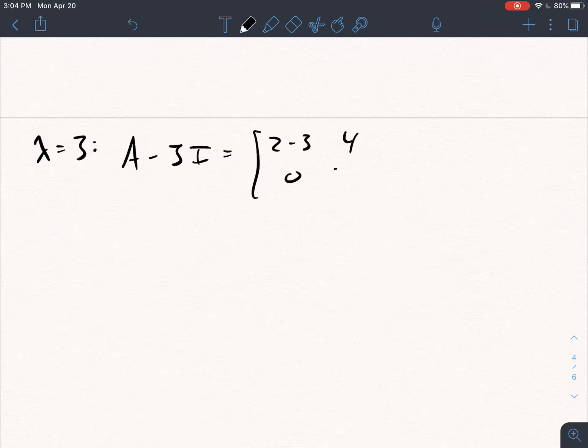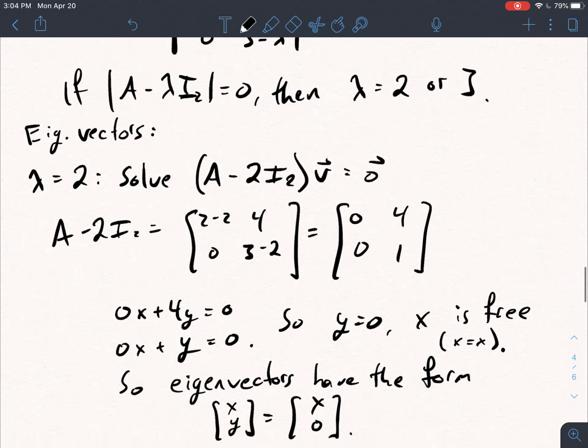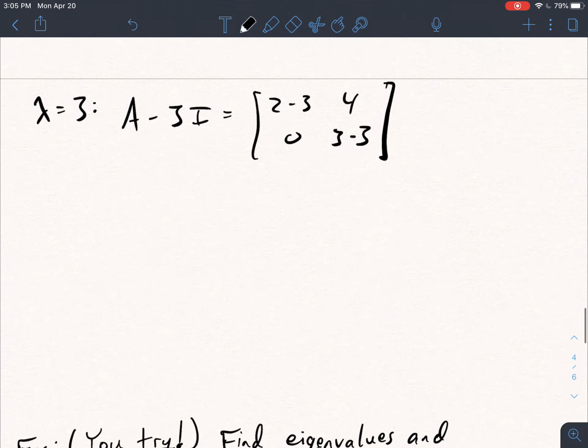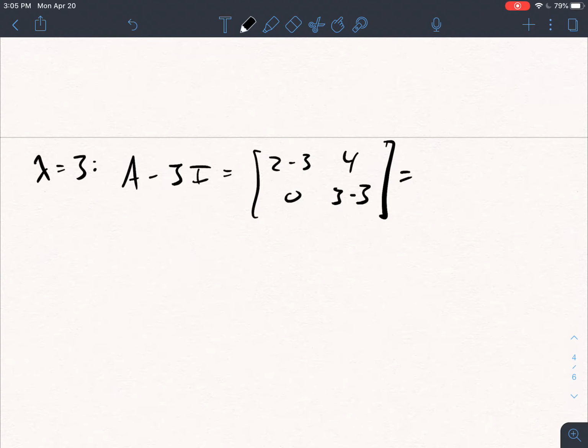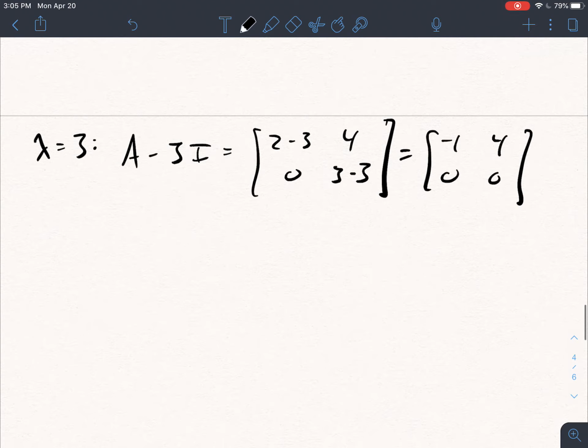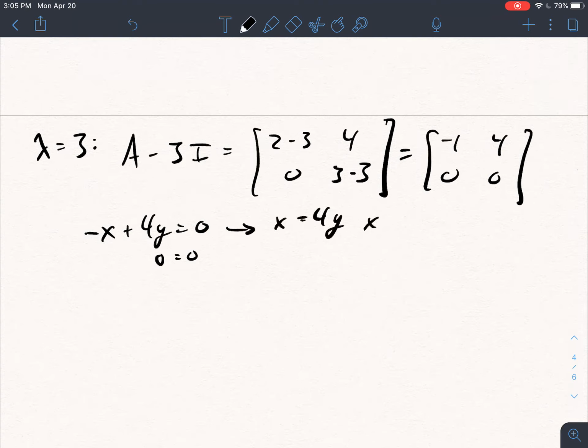So I'll do this one a little quicker. So A minus 3I is equal to, so it was 2, 4, 0, 3, I believe. 2, 4, 0, 3. Okay. So this is negative 1, 4, 0, 0. So if this times the vector is equal to 0, then I get negative x plus 4y is equal to 0. And then my second equation is 0 is equal to 0. So I don't care about the second equation.